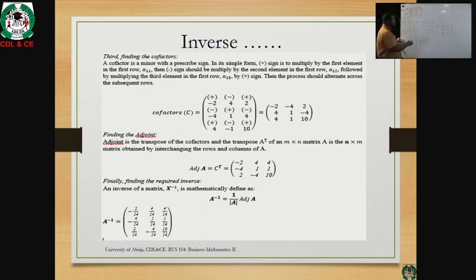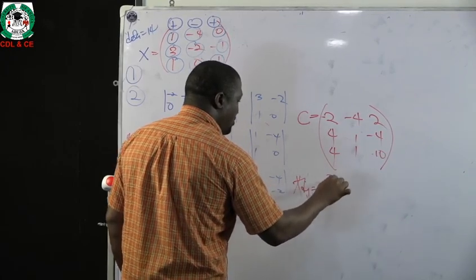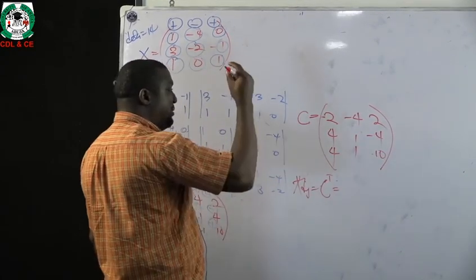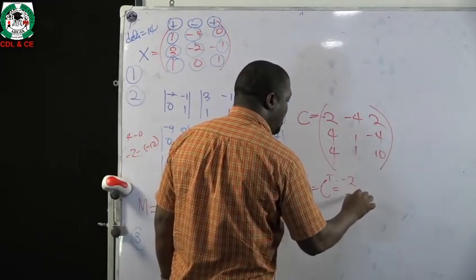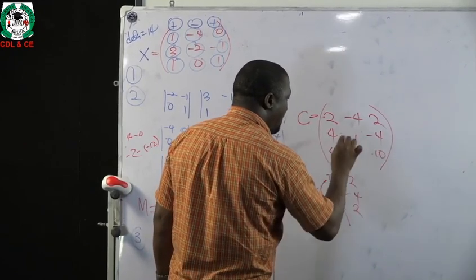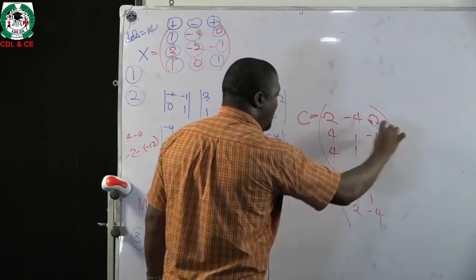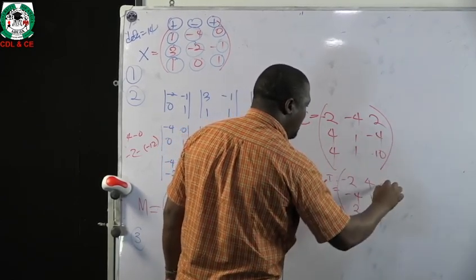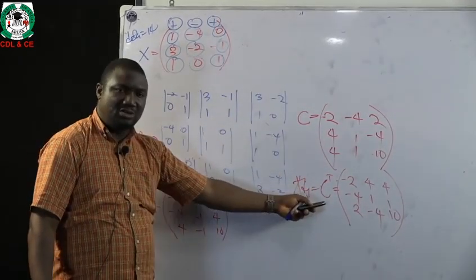Then from the cofactors, we move to get the adjoint. And the adjoint is equal to the transpose of the cofactor. Remember the transpose we started with. So pick the row, straighten it, turn it to column. Minus 2, minus 4, 2. 4, 1, 4. 4, 1, minus 4. Remember row becomes column. Then this row also will become column. 4, 1, 10. So this is the cofactor.